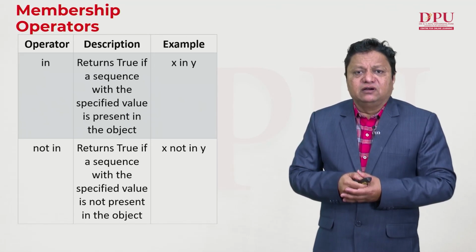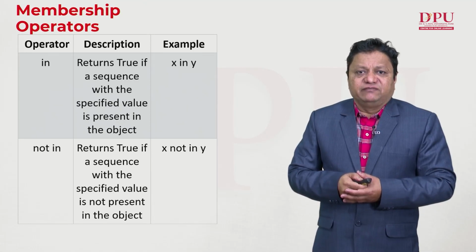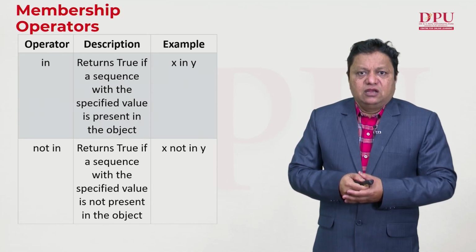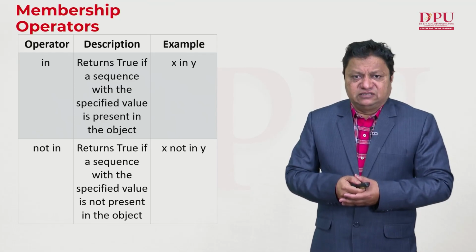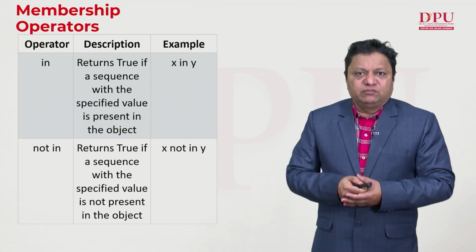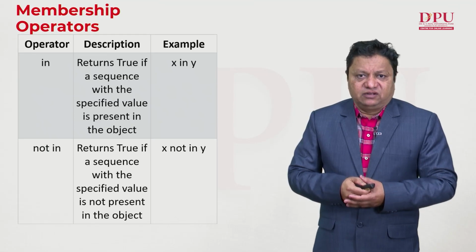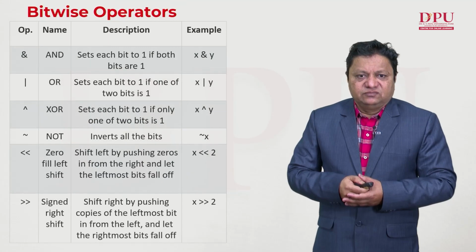So, here I am finding whether a value is present in a specified sequence or not. If I have to find out, I will use in. If I have to reverse it, so that a particular value should not be found in a sequence, then I will use the not in membership operators. So, identity operators and membership operators are the additional operators which are included in the Python programming language.